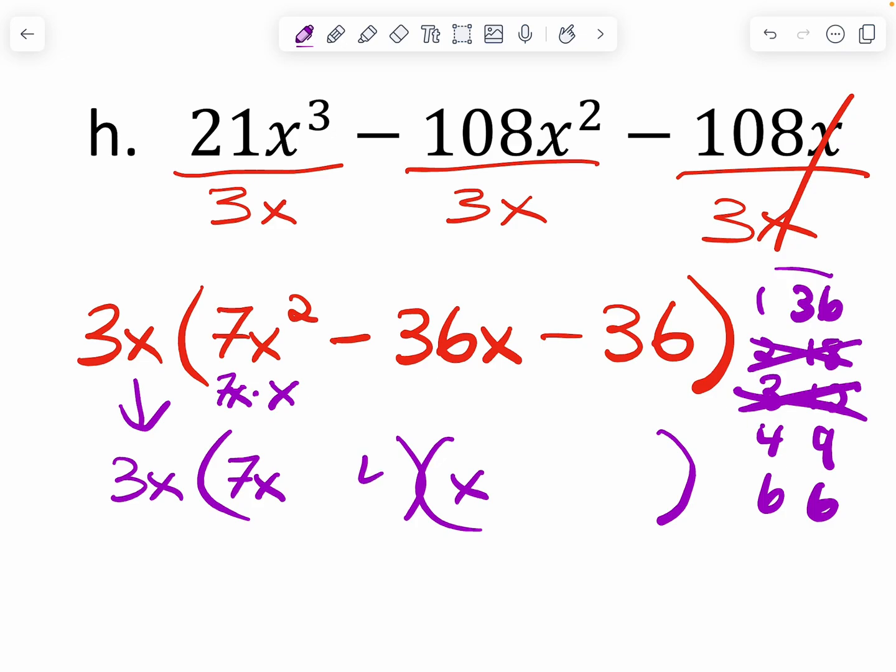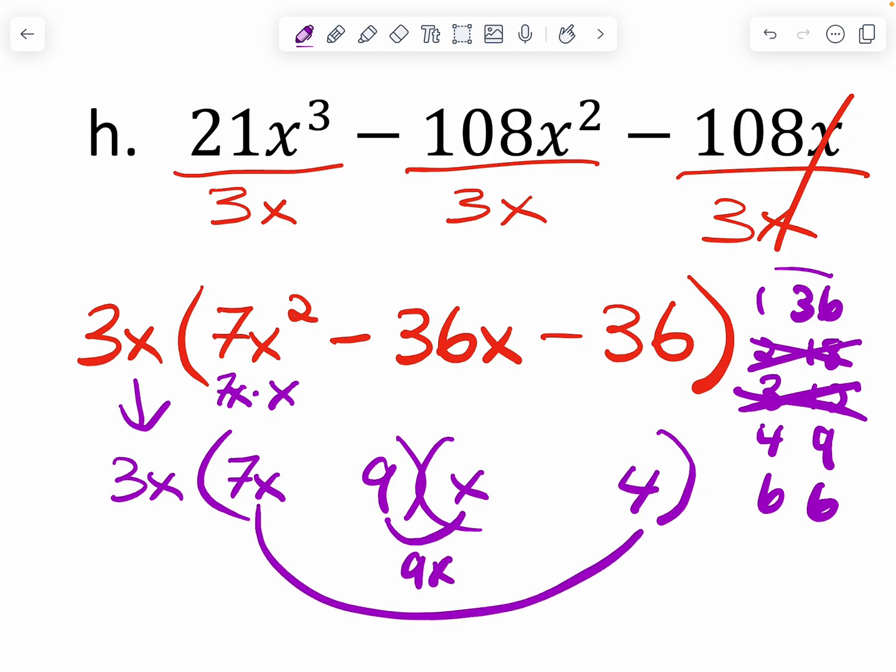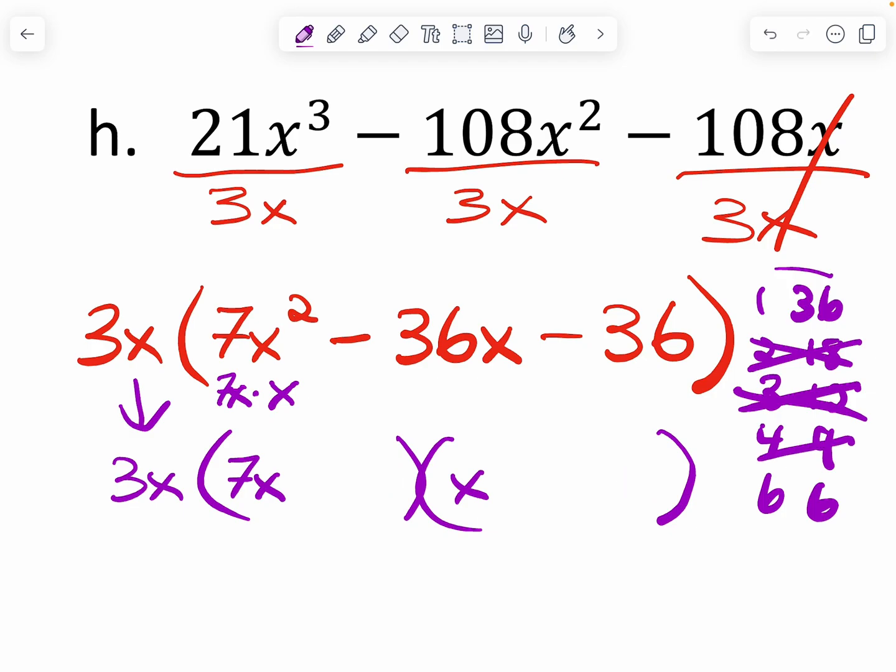So now I'm trying 4 and 9. 7 times 9, you're starting to get the hang of this. That's way too big, so I'm going to try it the other way around. 9 times x is 9x. 7 times 4 is 28x. Unfortunately, that's not going to make negative 36. And now I'm trying my 6 and 6.